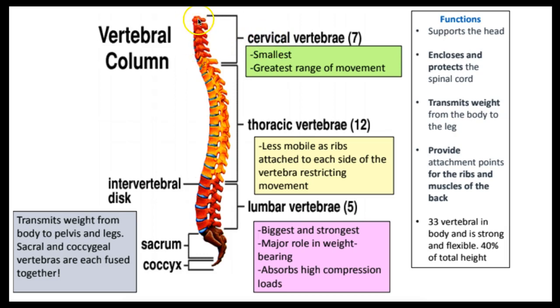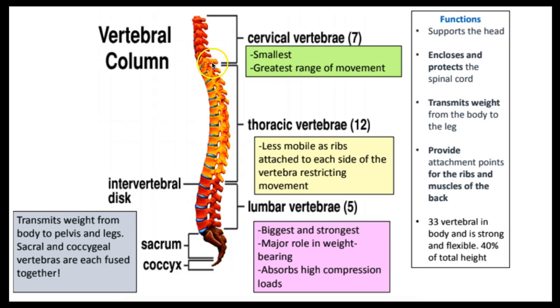And we have 7 bones. The very, very first bone is called the axis, and then the second bone is called the atlas, and then the remaining ones are C, 3, 4, 5, 6, and 7. Very, very small, a lot of range of motion. Think about what your neck can do.